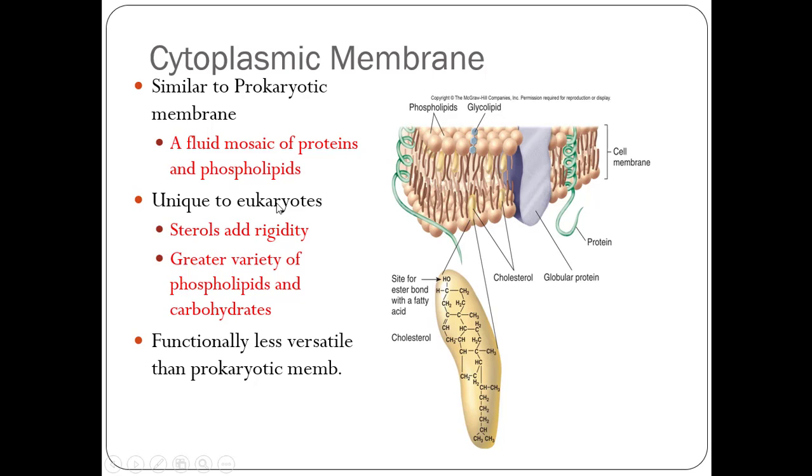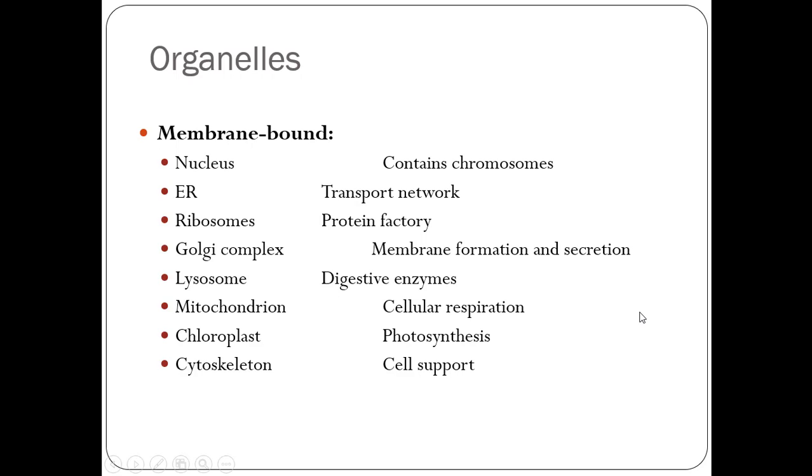And actually, important to note, this is unique to eukaryotes: the sterols add rigidity. Greater variety of phospholipids and carbohydrates in that cellular membrane here. But the membrane is functionally less versatile than a prokaryotic membrane. The organelles in the eukaryotic cell are all membrane bound, so that's a difference from the prokaryotic cells.